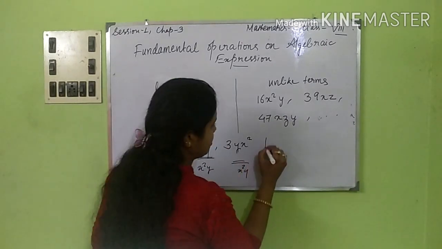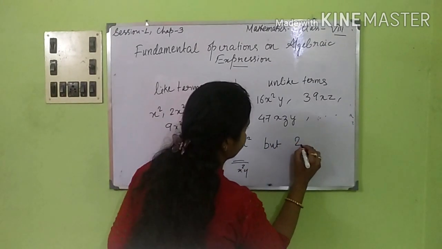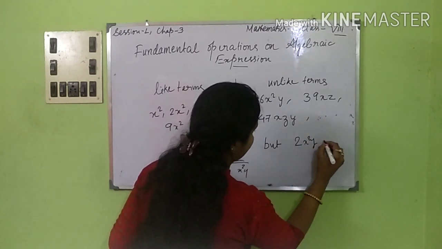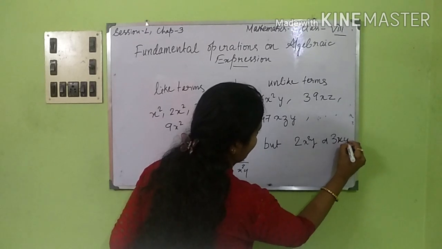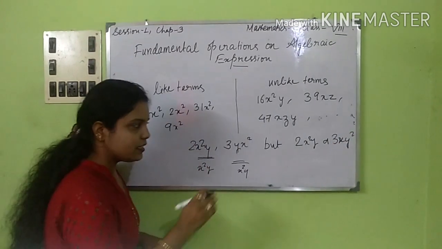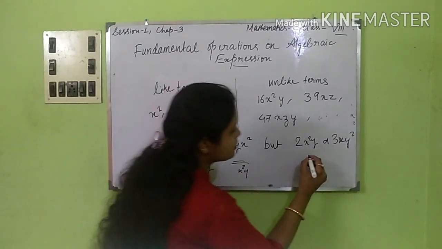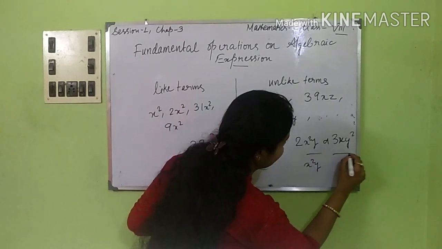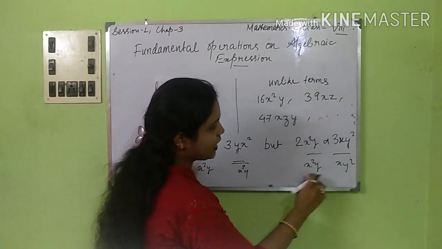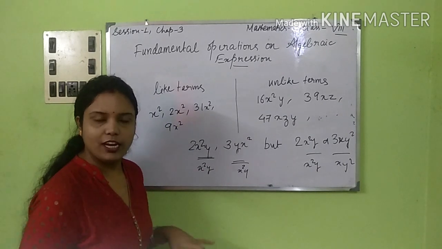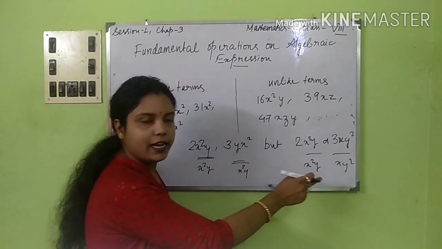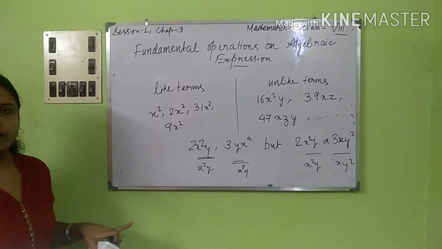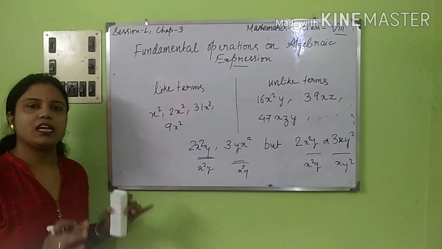But suppose it has been written 2x square y and it is given 3xy square. In this case, the variables are what? x square y, and here it is xy square. Are these two equal? No, they are not equal. So that means they are not like terms. They are unlike terms. Hope you have understood these two parts about like terms and unlike terms.